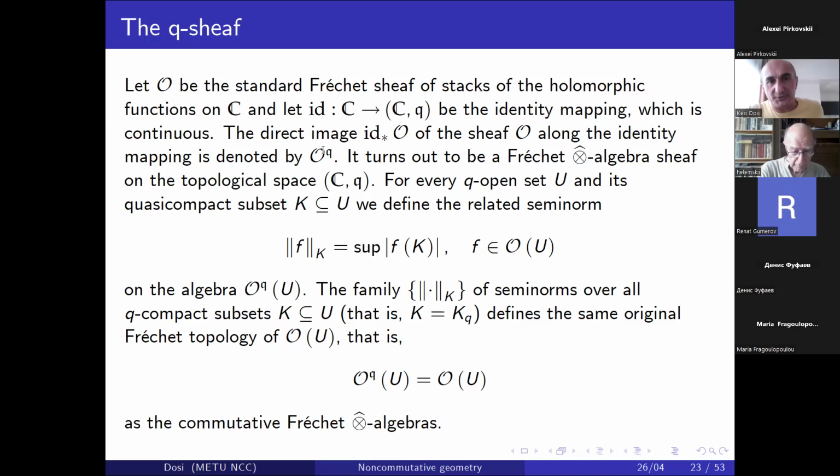So we have a notation OQ for the sheaf. Again, it's a Fréchet algebra sheaf on the topological space. You can use the same semi-norms, but K is going to run throughout all q-compact sets. That will be enough. Just take the q-compact sets. So OQ of U is the same, right?